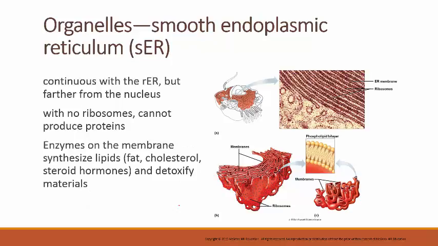Further away from the nucleus, we see a transition where the ribosomes are no longer found attached to the endoplasmic reticulum. So here's an example, a picture there. Without ribosomes, then of course it can't make proteins. But we still find enzymes embedded on the surface of the membrane. So remember, it's a phospholipid bilayer, and there will be enzymes here and maybe enzymes here, on both sides of the membrane, that can make chemical reactions happen.